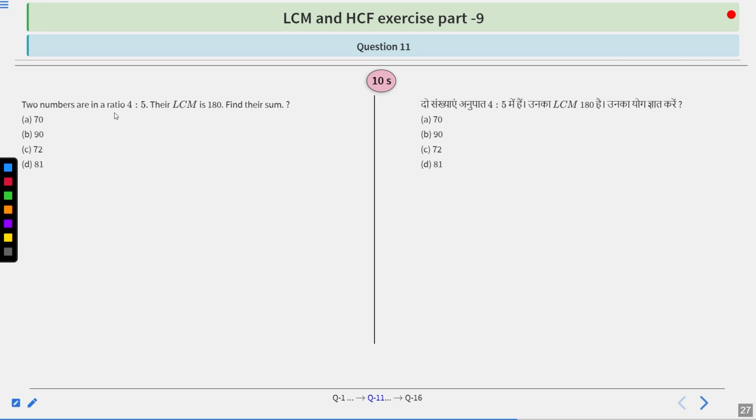Two numbers are in ratio 4:5. Their LCM is 180. Find their sum. Options are option A 70, option B 90, option C 72, and option D 81. These are the options.